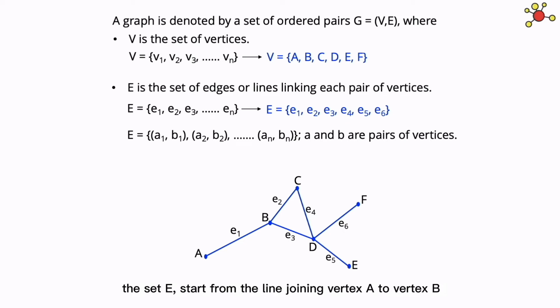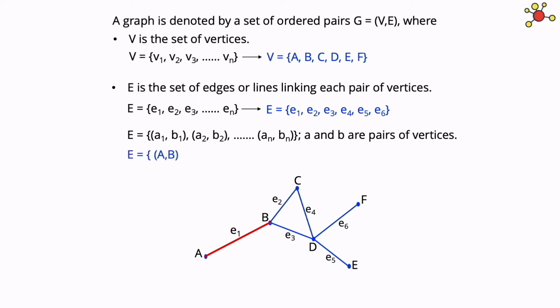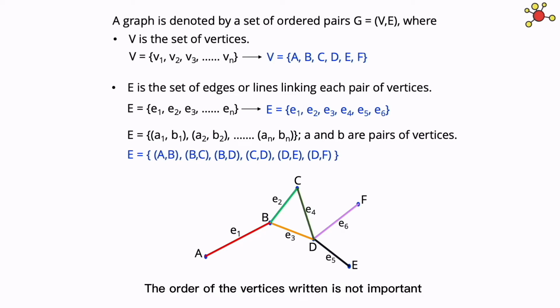From the graph, the set E starts from the line joining vertex A to vertex B, (A,B), vertex B to vertex C, (B,C), vertex B to vertex D, (B,D), vertex C to vertex D, (C,D), vertex D to vertex E, (D,E), and vertex D to vertex F, (D,F). The order of the vertices written is not important. Both pairs of vertices (A,B) and (B,A) represent the edge AB.